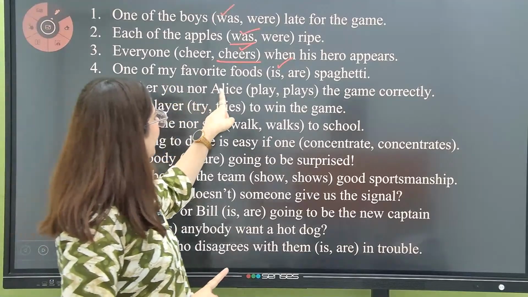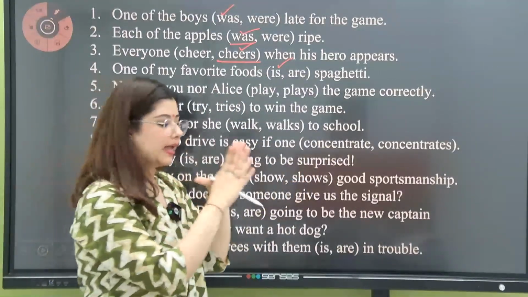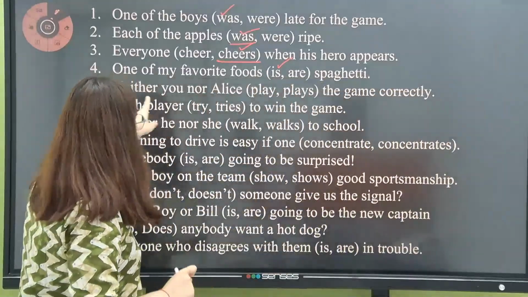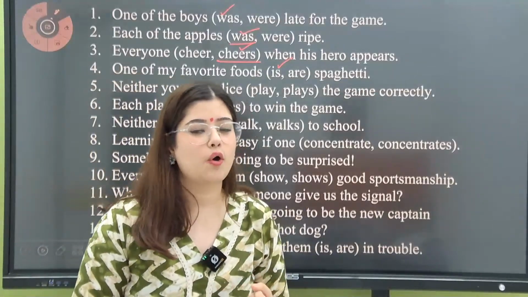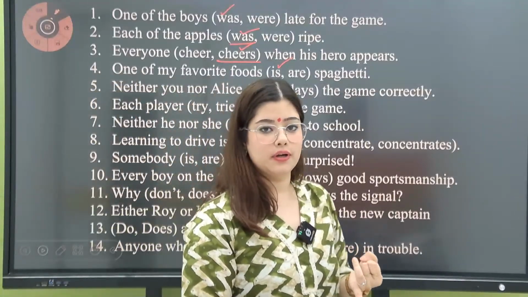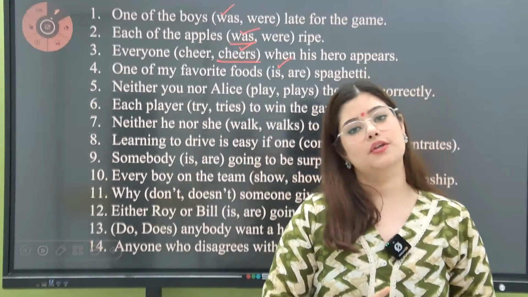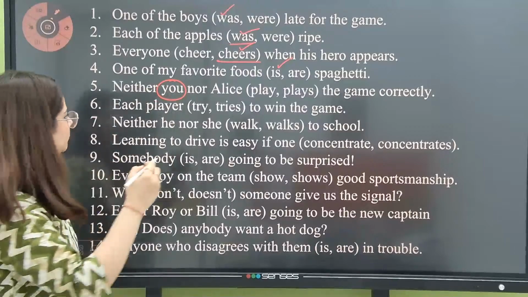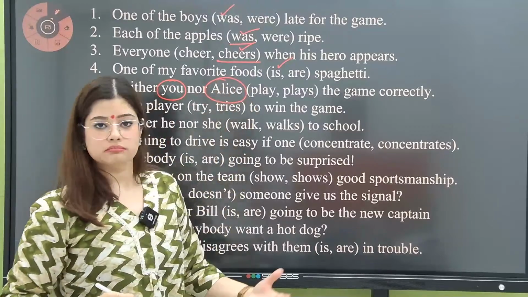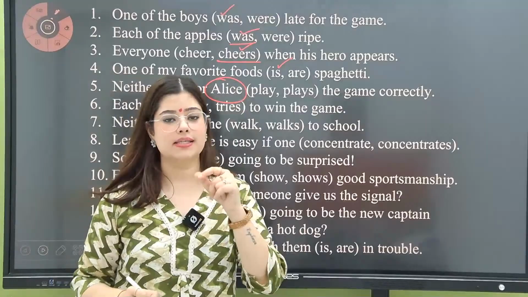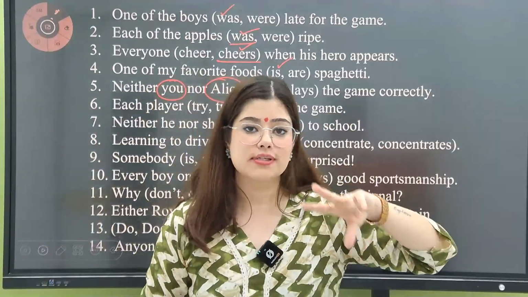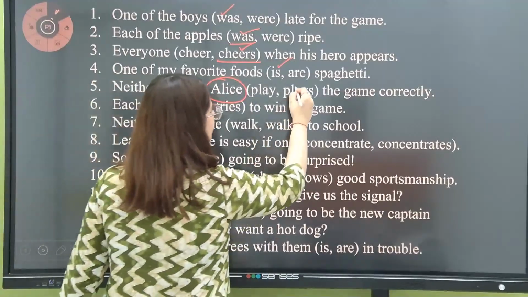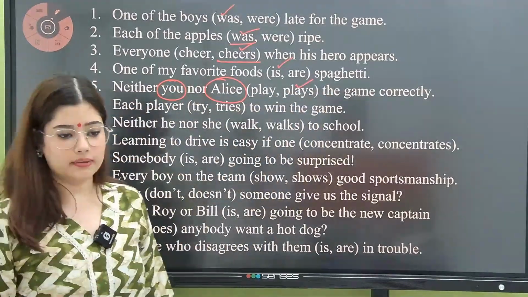Neither you nor Alice. Right? So now neither nor question. First thing that I'll have to check whether the subjects that have been used, they are singular or plural, whether both of them are singular or both are plural, or one is singular and one is plural. So let's check. You, singular. Alice, singular. Both the subjects are singular, so I will have to choose a singular verb form. Neither you nor Alice plays the game correctly.